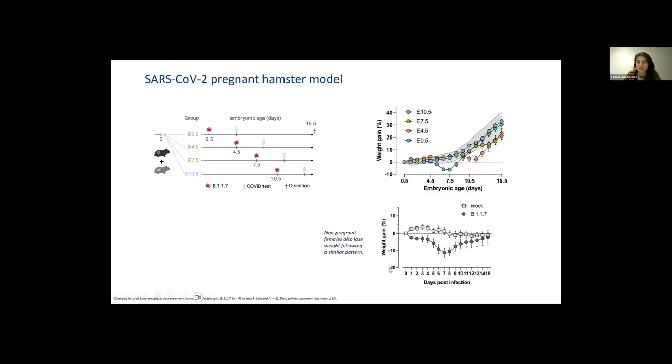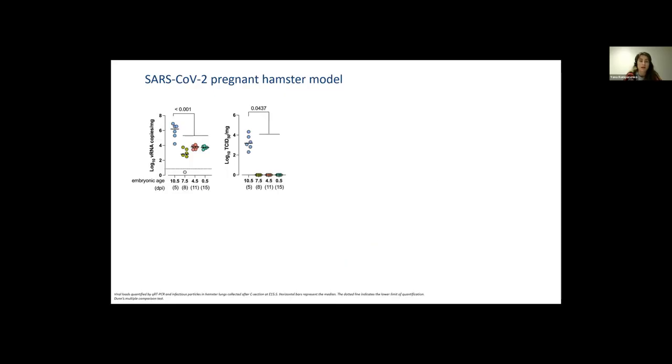But non-pregnant females also lose the weight. So it's not because of the pregnancies they do it, but because of the infection as well. So we further evaluated this and the effect of the virus on the lungs, for example. We checked this after the sacrifice, we checked the lungs for the RNA and the infectious virus.